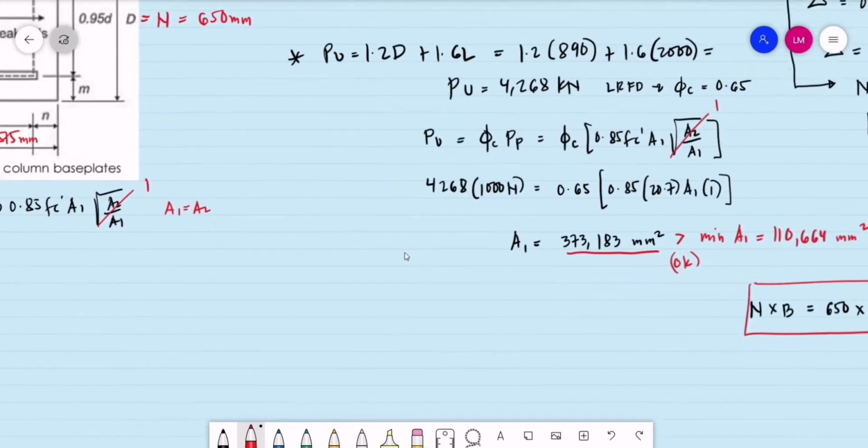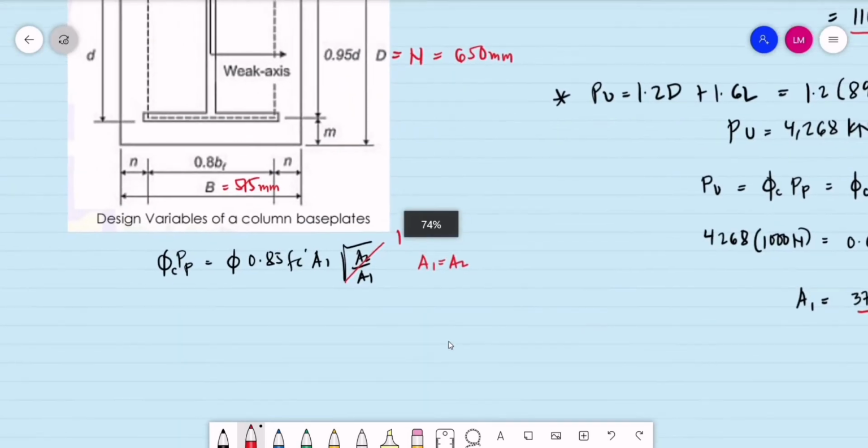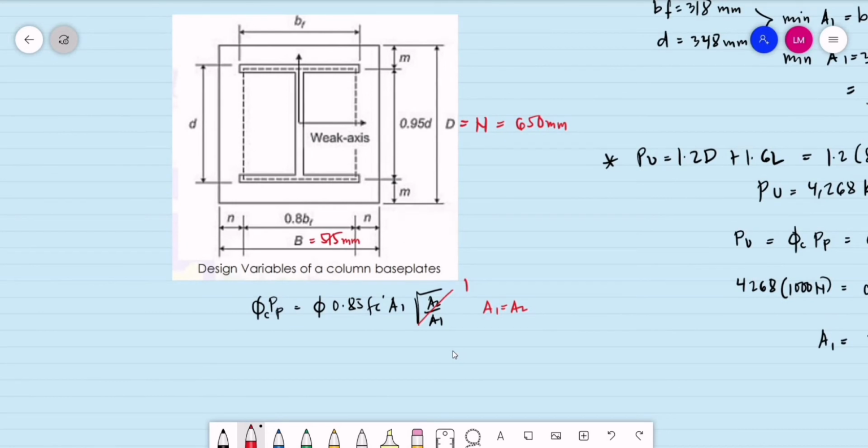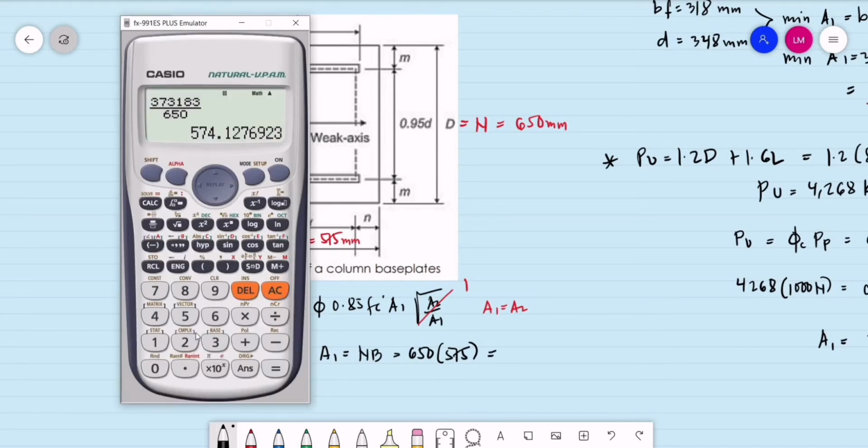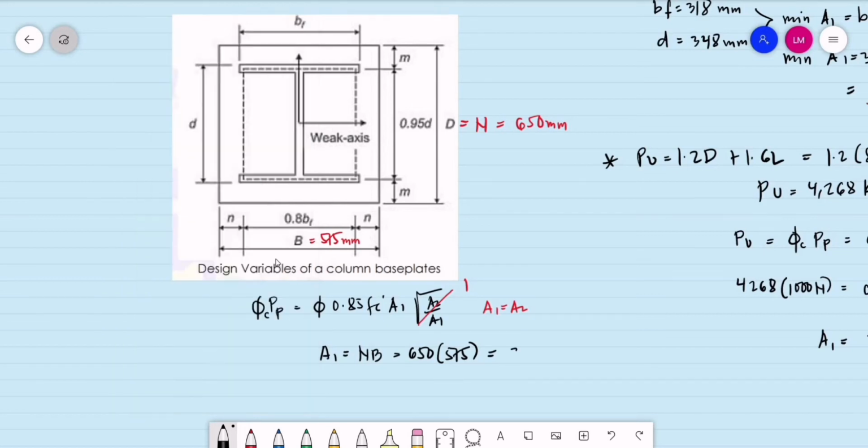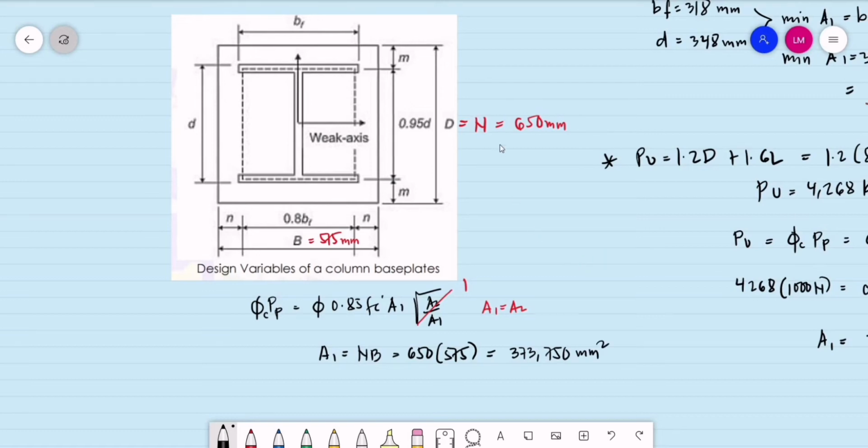And then let's have the actual area of our base plate using the actual dimensions. So our area 1 now is equal to N times B, equal to 650 millimeters multiplied by 575 mm. So that is 650 by 575, 373,750 square millimeters. So we are using this actual area 1.